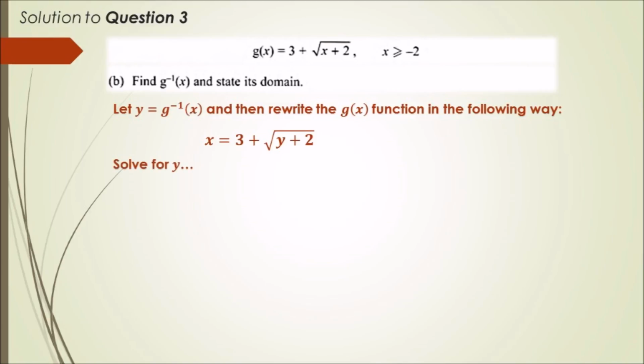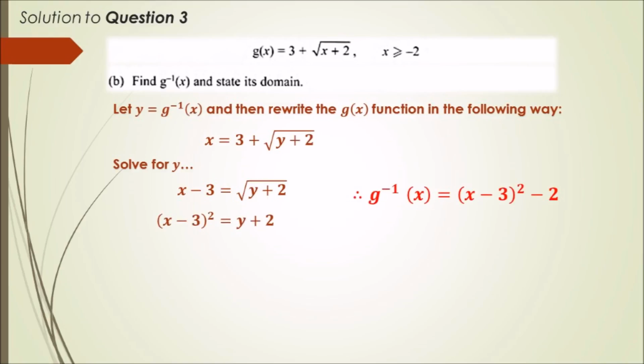Okay? Now, all you want to do is just solve for y, because we know that y is going to be the inverse. So subtracting 3 across and then squaring the left-hand side and right-hand side of that function, and then finally subtracting 2, we should get the inverse function here.